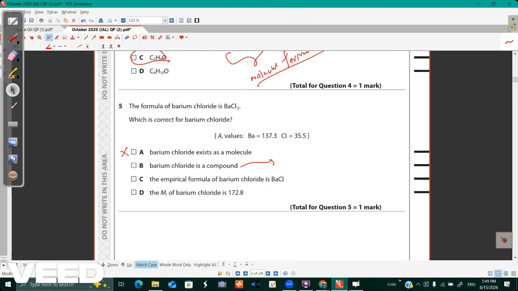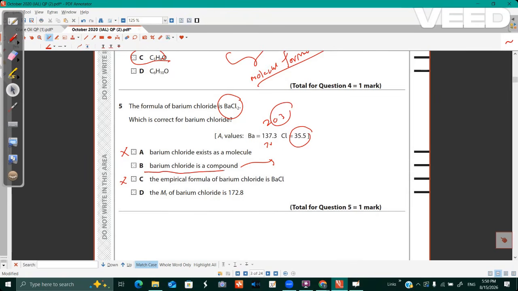Empirical formula, no, wrong. This is the empirical formula and the molecular formula. Both are the same here. MR of barium chloride is 178. It can't be because here you are getting around 70. So it goes beyond 200, right?